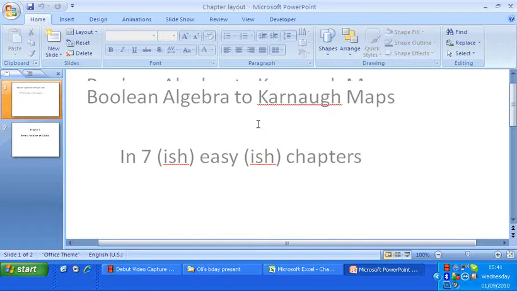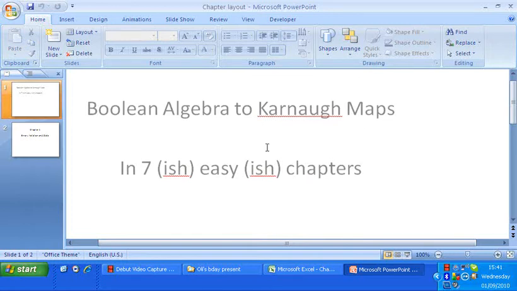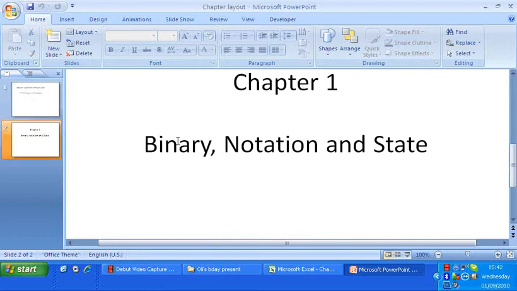well, it's chapter 1, isn't it? About, here it is, Boolean algebra to Karnaugh maps. All about set theory, essentially, and how Karnaugh maps are probably the most advanced form of representing different kinds of sets. We're going to start with chapter 1, which is binary notation and states.